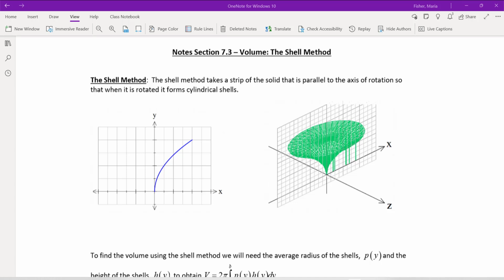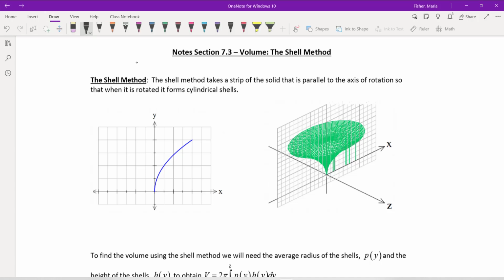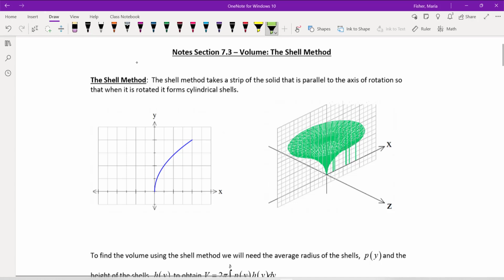Section 7.3 is volume, the shell method. Now the shell method is a different way to find the volume of the solid of revolution. And what the shell method does is that it takes a strip of the solid that is parallel to the axis of rotation so that when you rotate it, it forms cylindrical shells.